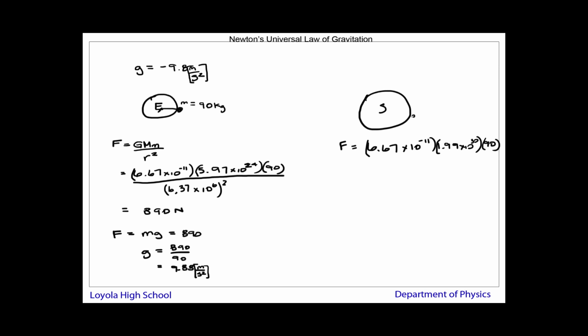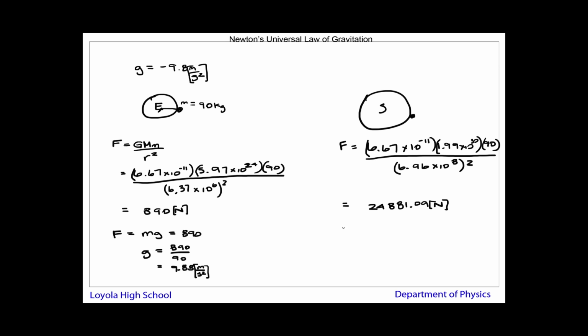That's a 90 kilogram object on the surface of the sun, assuming it didn't disintegrate due to the heat, and the radius of the sun is 6.96 times 10 to the 8th meters, squared. If you calculate the force on the surface, it is 24881.09 newtons. This is only 890 newtons here, so it's a lot bigger.